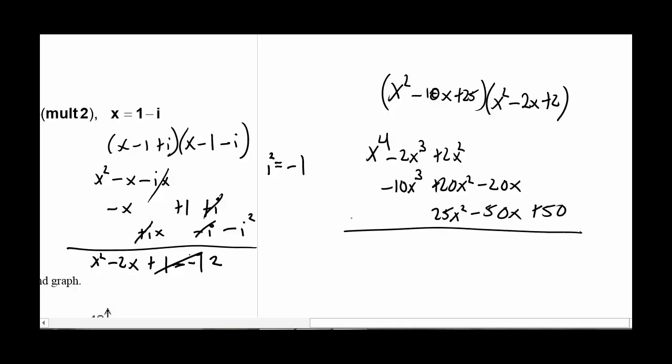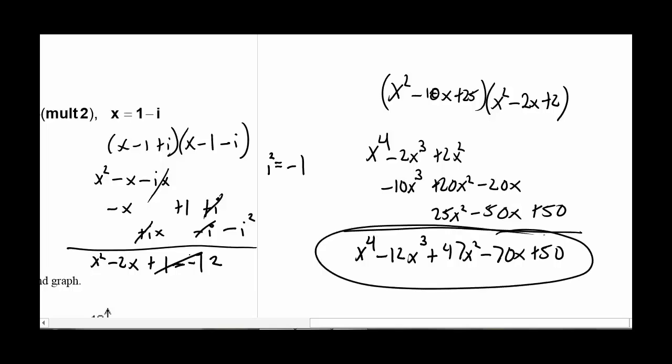So the nice part about lining them up, I can see very quickly who combines. So x to the fourth minus 12x cubed plus, is it 45, 47 x squared minus 70x plus 50. Okay, and so that is our polynomial. It's the original p of x. All right.